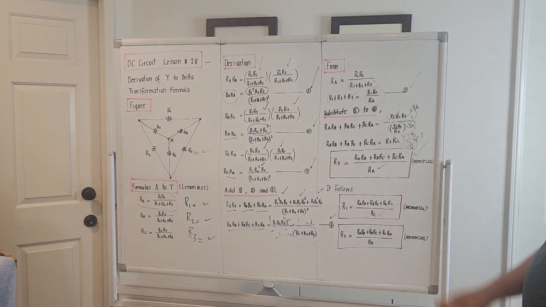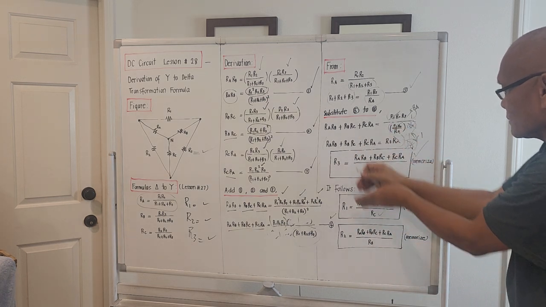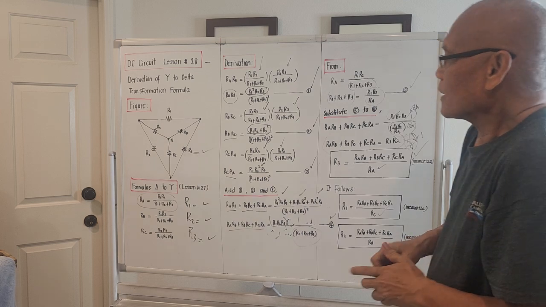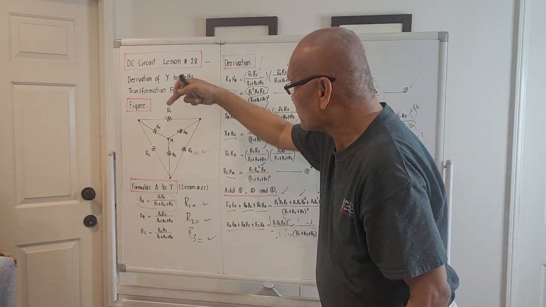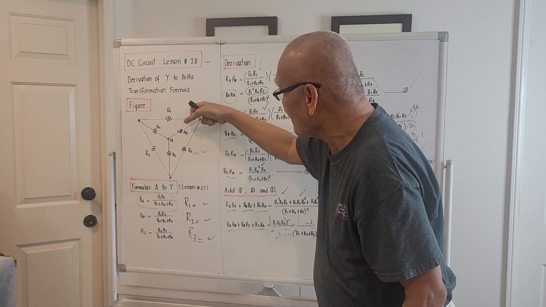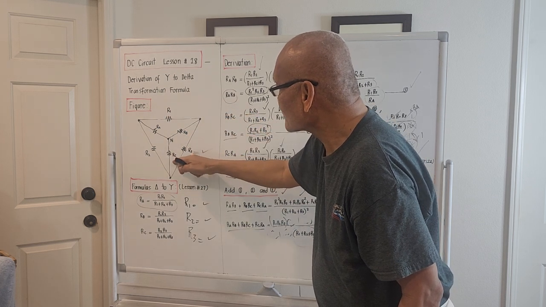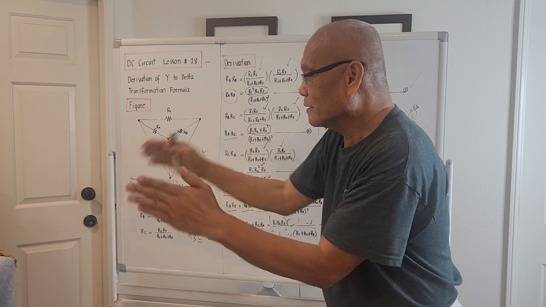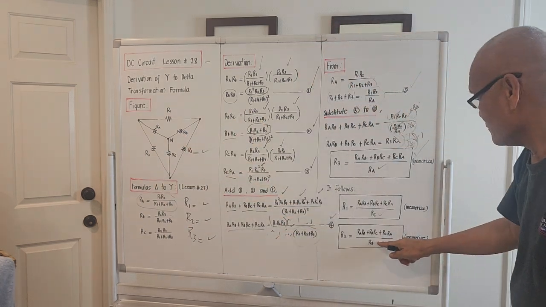And for R sub 2, I bring out this one by just following the orientation of this one. If we compute for R sub 2, the numerator will still be the same, the product RARB plus the product RBRC plus the product RCRA, and the resulting denominator should be R sub B. So this is R sub B.